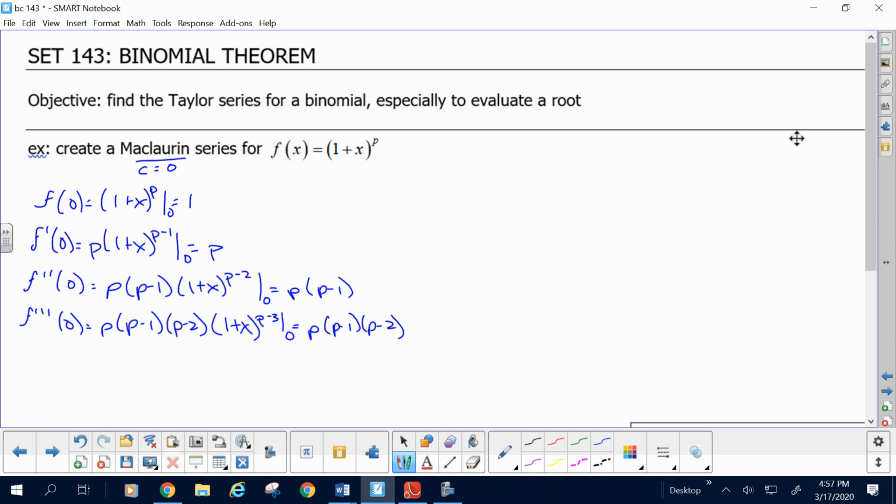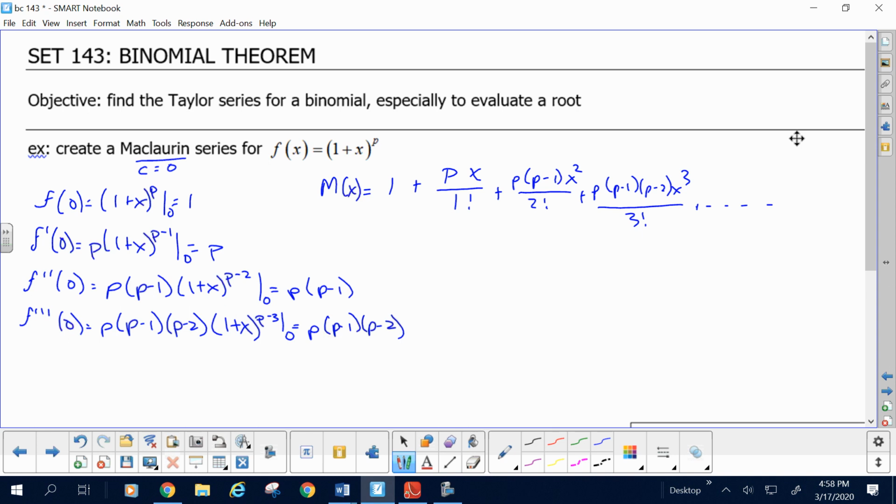Excuse me. So now, the Maclaurin might look something like f at 0, so 1 plus the derivative, p times x minus 0, so I guess I don't need to write that. Instead, let's just write x to the first over 1 factorial plus p times p minus 1 x squared over 2 factorial plus p times p minus 1 times p minus 2 x cubed over 3 factorial.